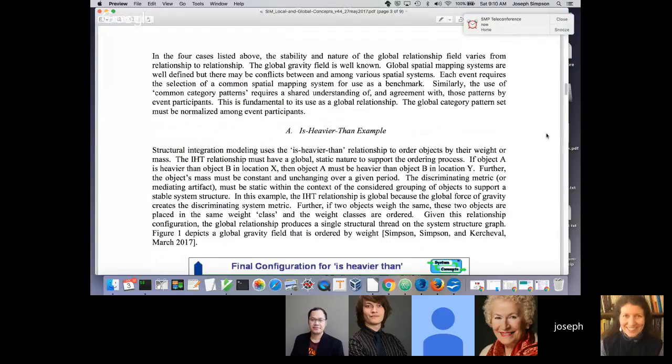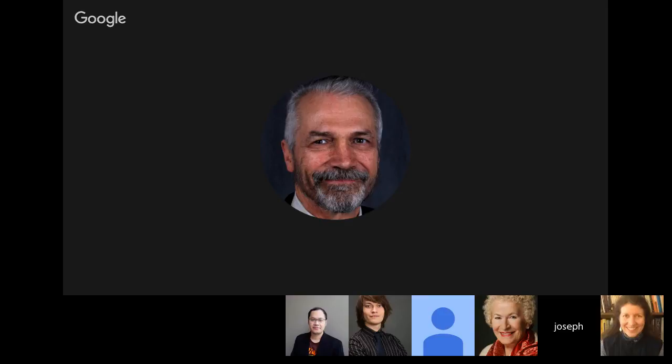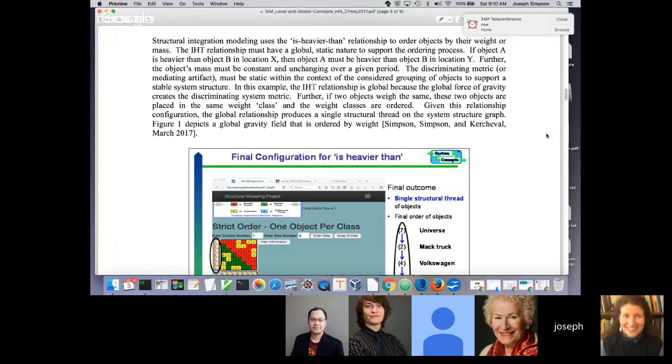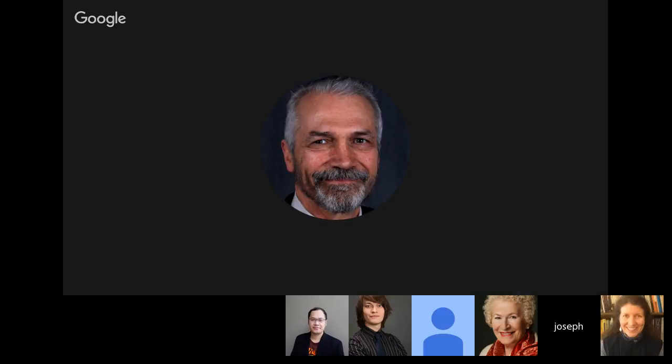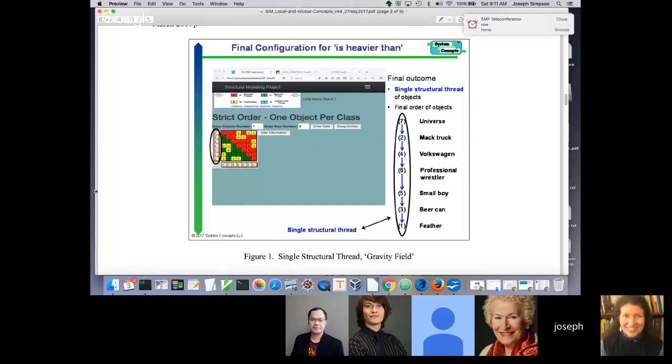So this is a more detailed evaluation of the "is heavier than" example. This is an example right out of the appendix in the Handbook of Interactive Management. It's one of the ones used to demonstrate the software technique in the back. This graphic here is a representation of our software that we use to reproduce the same effect that was published in the handbook. But it's essentially a global gravity field that we use to rank order these objects, which is heavier than the other.